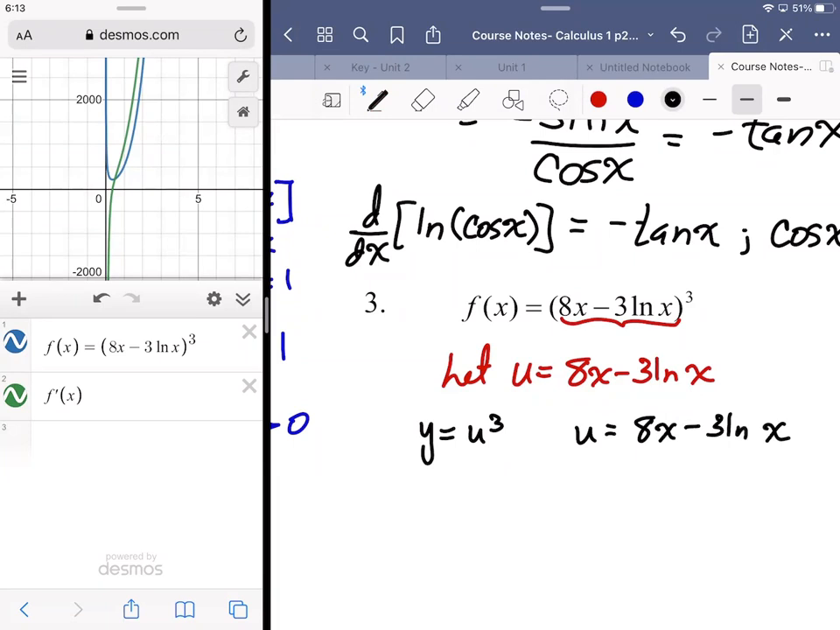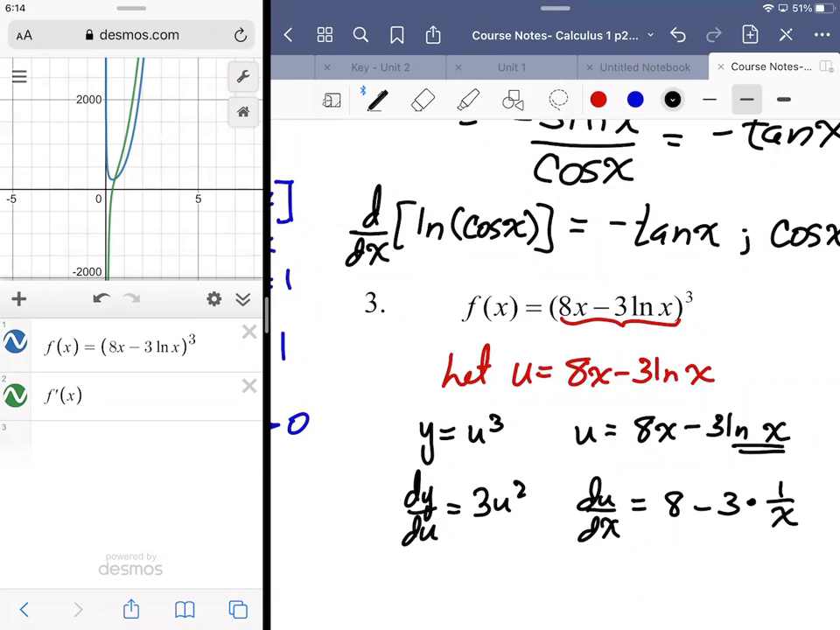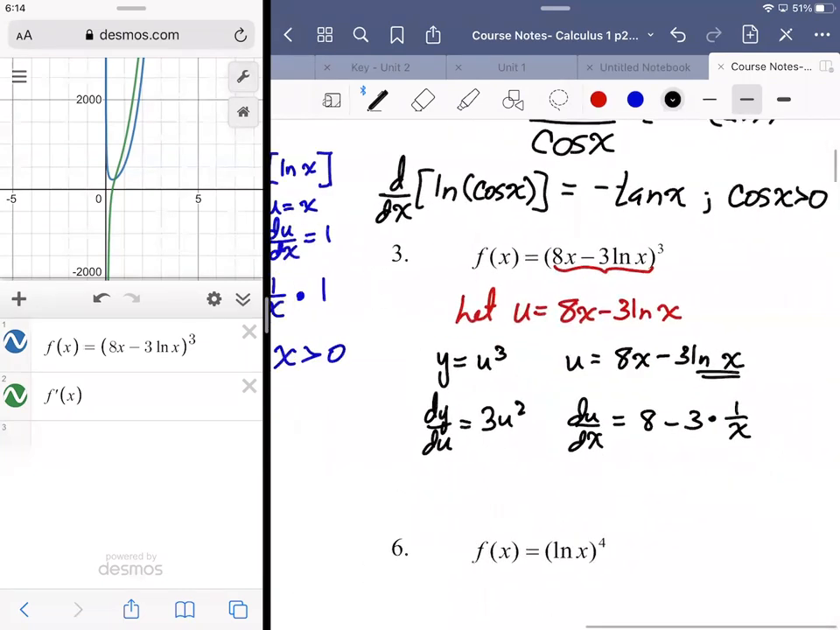So applying the chain rule, I'd say dy du is equal to 3u squared. Du dx would be equal to, well, 8x goes to 8. Then this piece, we just kind of rely on prior knowledge. Natural log of x has a derivative of 1 over x. Hang on to your constant multiple and take the derivative of the parent function separately, and then just piece it all back together.